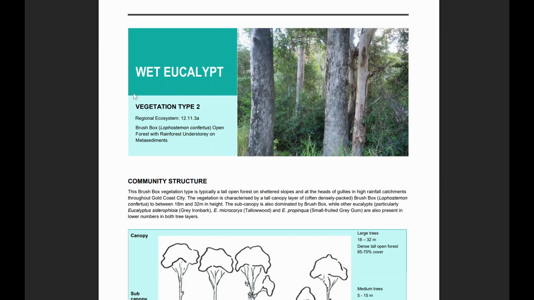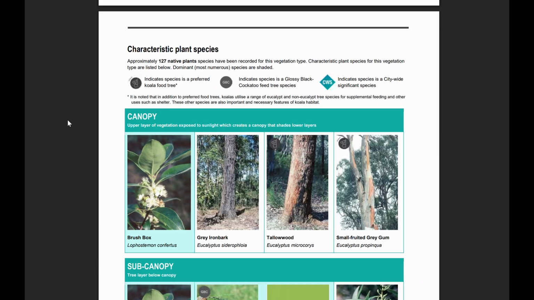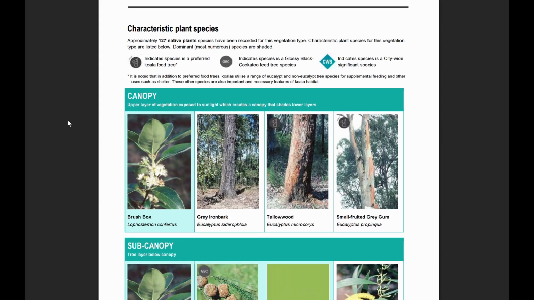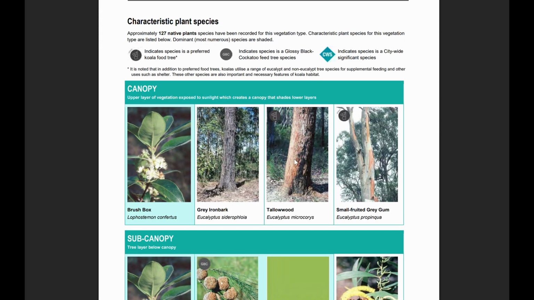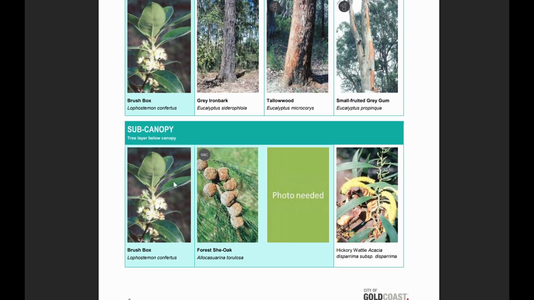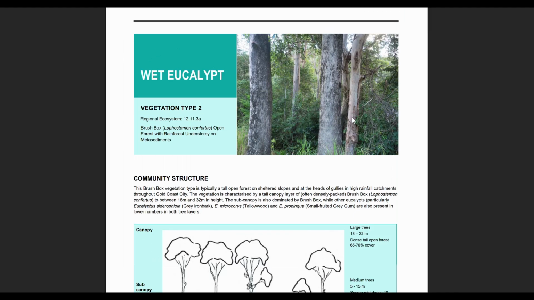This Gold Coast one is showing a different regional ecosystem here. But what you can always do is sometimes you might find in your area that you have small patches of these ecosystems. The Gold Coast regional ecosystems usually include images, which I find really helpful, especially at the beginning of my journey. And it shows you what trees are suitable for koalas, if you're interested in that, or the glossy black cockatoos. So that's the forest she oak here. This area actually exists in my home.